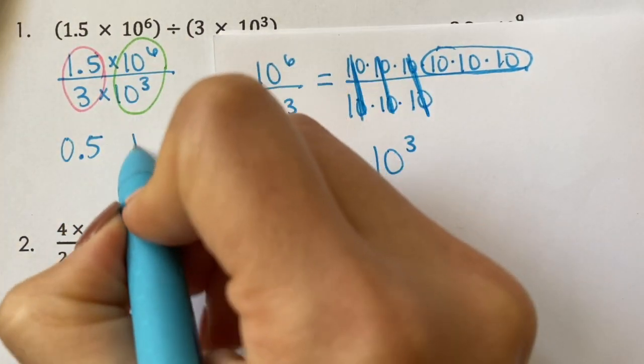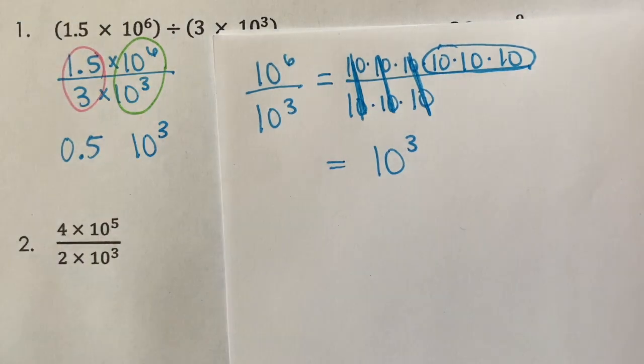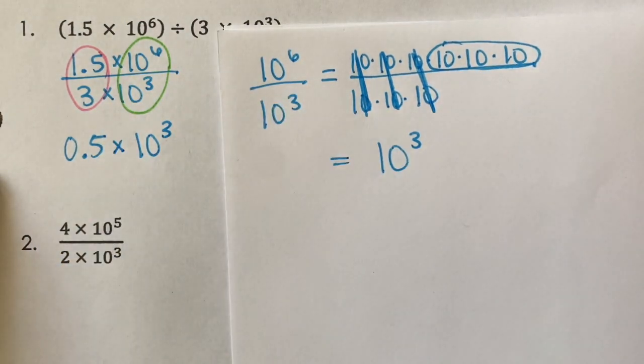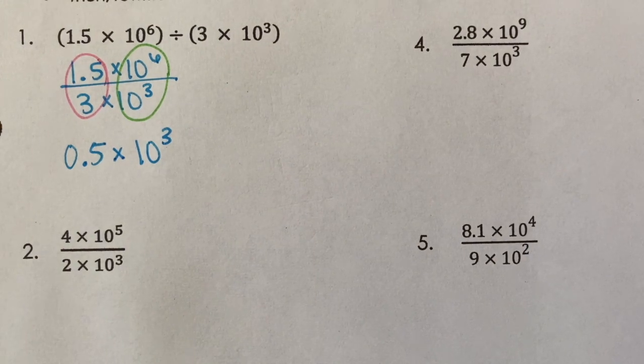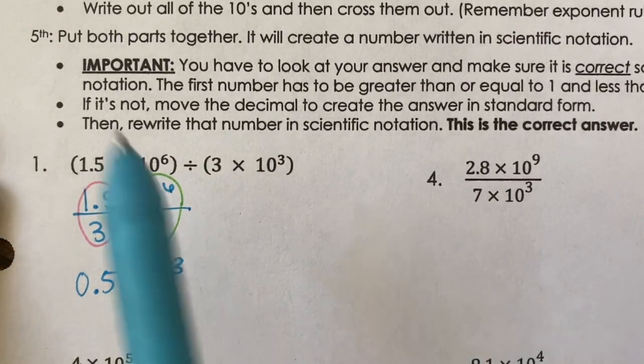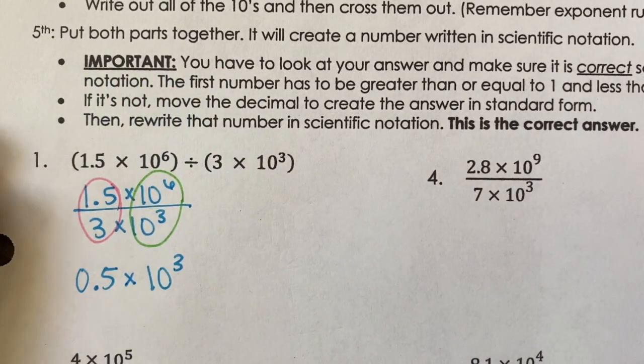So you're going to bring that down, 10 to the 3rd power. And then we know there's multiplication in the middle of those. So that is our answer. Okay. If you look up here to step 5, you see this word important. It is important.